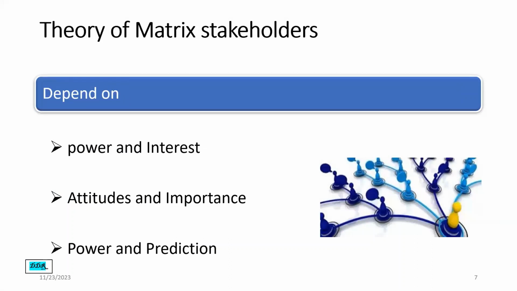Now let's see the theory of stakeholder matrices. To analyze stakeholders further, we can use a matrix. There are three types of matrices we can use for that: power and interest, attitudes and importance, and power and prediction.